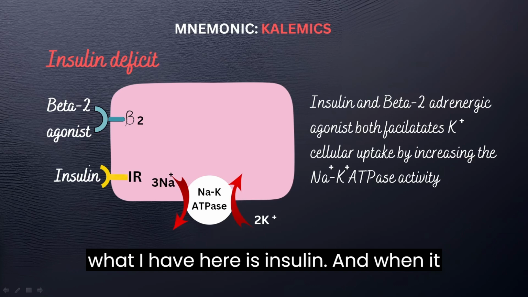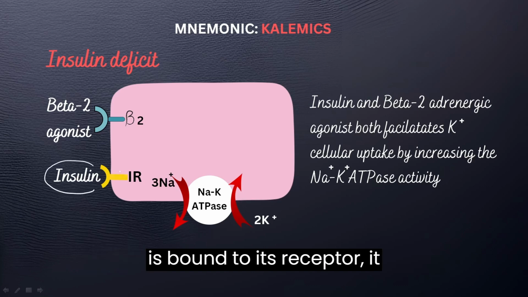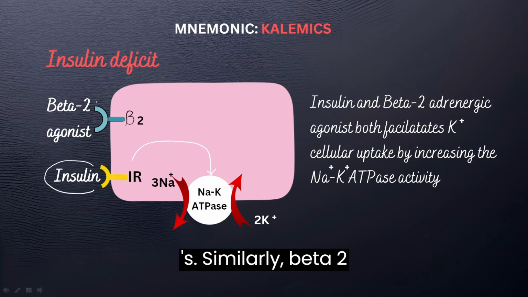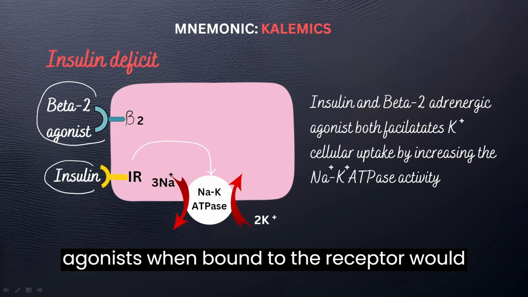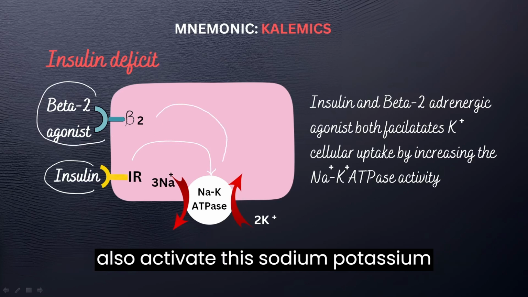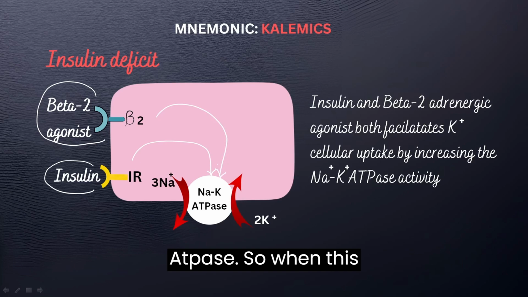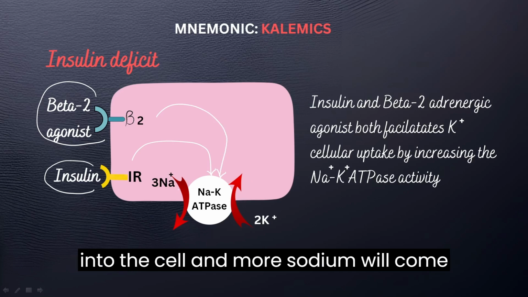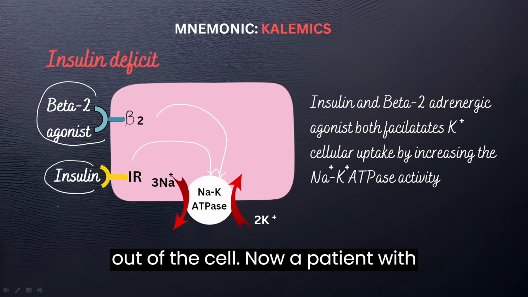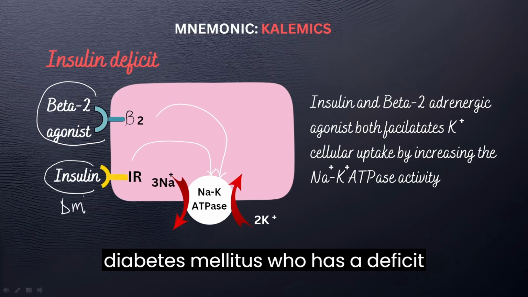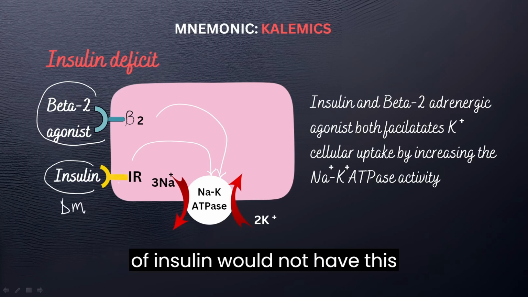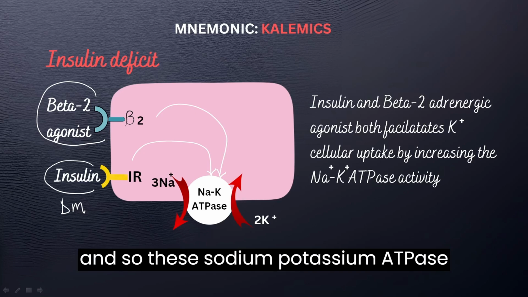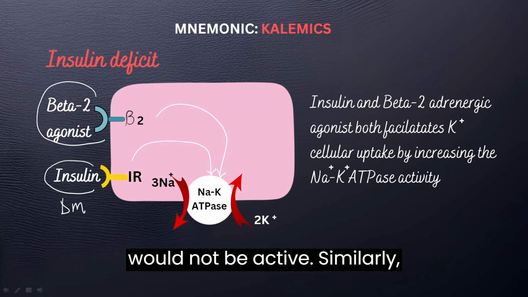So what I have here is insulin. And when it is bound to its receptor, it activates this sodium-potassium ATPase. Similarly, beta-2 agonists, when bound to the receptor, would also activate this sodium-potassium ATPase. So when this channel is active, more potassium will go into the cell and more sodium will come out of the cell. Now, a patient with diabetes mellitus who has a deficit of insulin would not have this receptor-insulin interaction, and so this sodium-potassium ATPase would not be active.